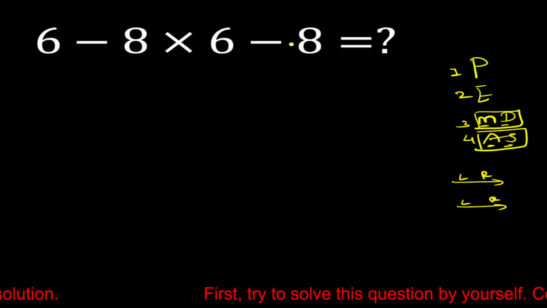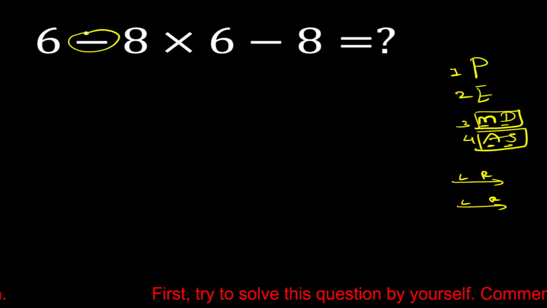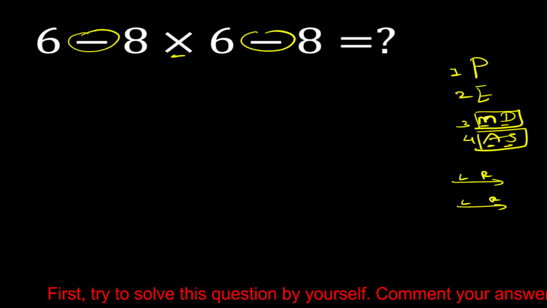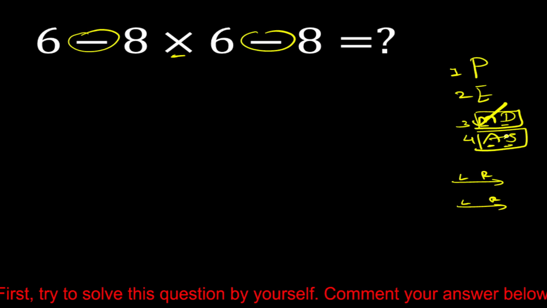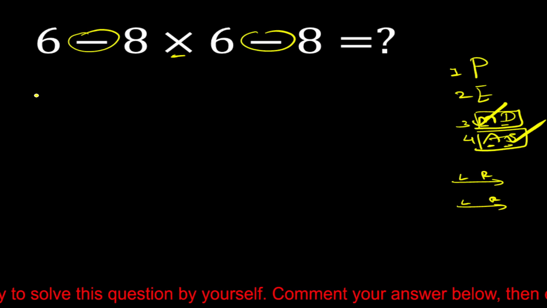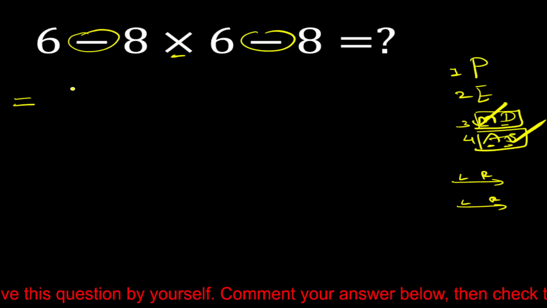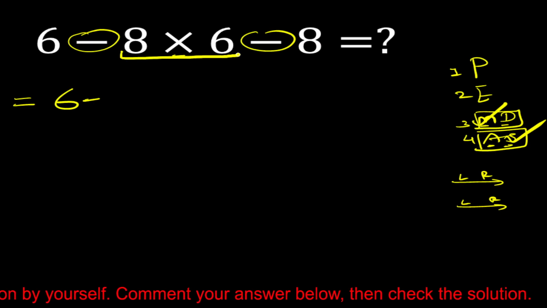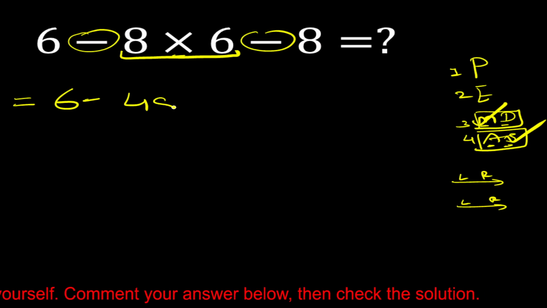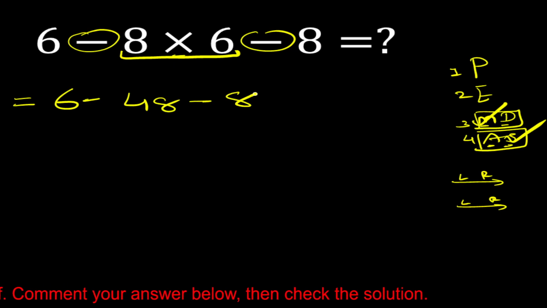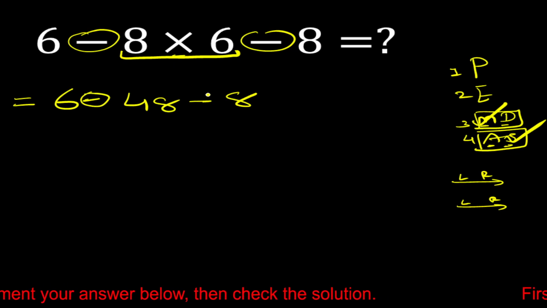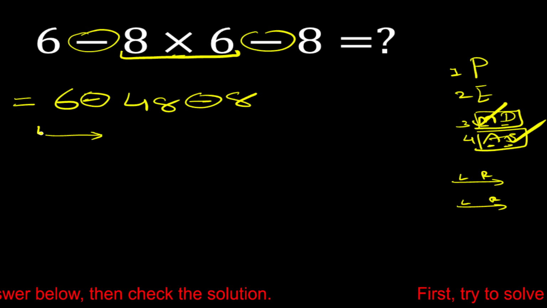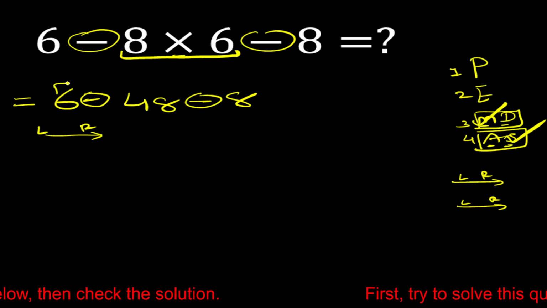Okay. So in this question, we have one subtraction, one multiplication, and one another subtraction. So according to PEMDAS rule, first we have to solve multiplication, then we have to solve subtraction. So it is equal to 6 minus, now 8 multiply 6 is equal to 48 minus 8. Now here is one subtraction and here is one subtraction. Both have equal priority, so we have to solve it from left to right. So first we have to solve this part.